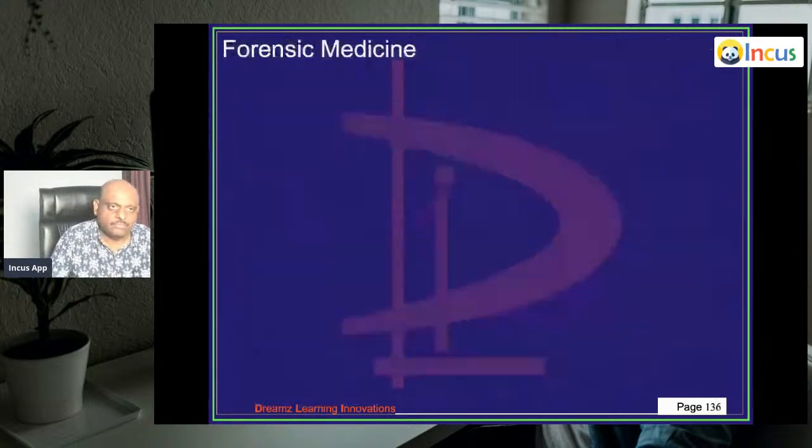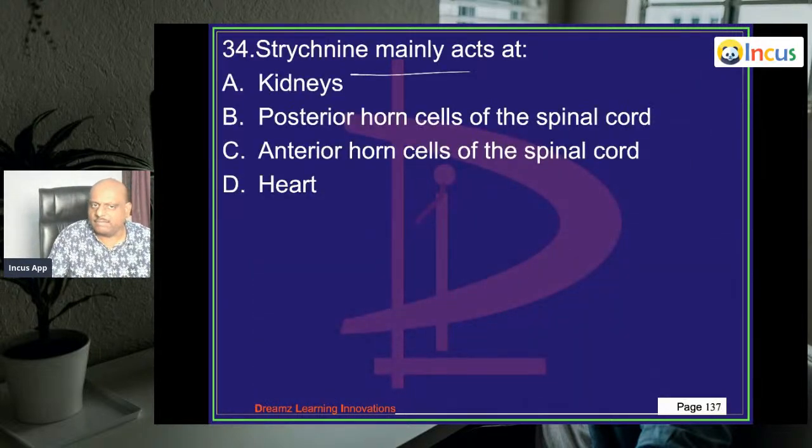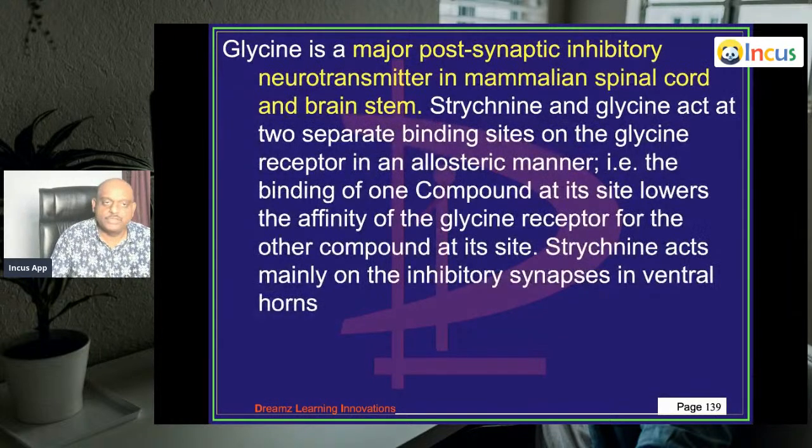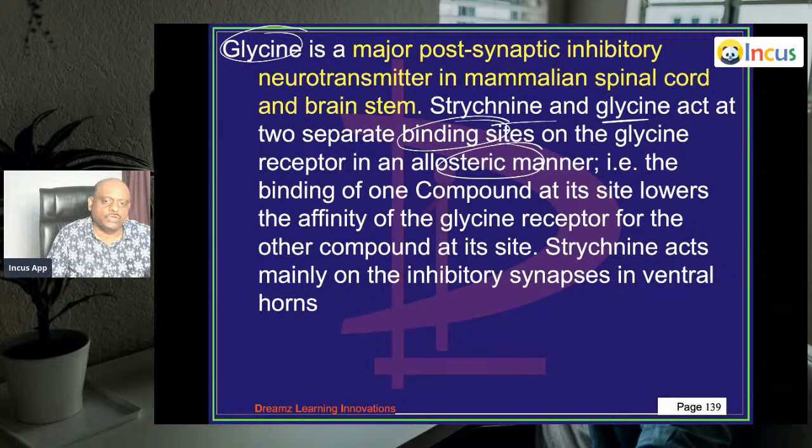Now, strychnine, how does it act, doctor? It acts on the anterior horn cells of the spinal cord. Glycine is the major postsynaptic inhibitory neurotransmitter. Strychnine and glycine act at two different binding sites in an allosteric manner. So, strychnine acts mainly on the inhibitory synapses in the ventral horns.